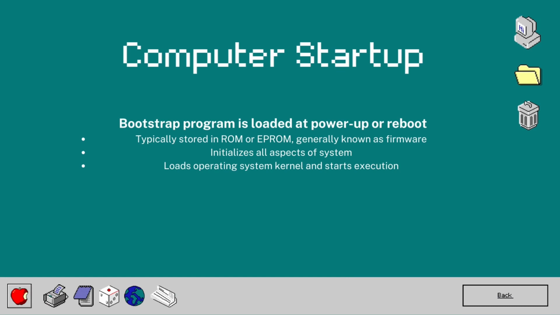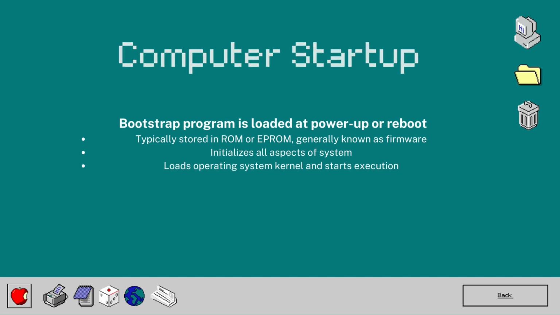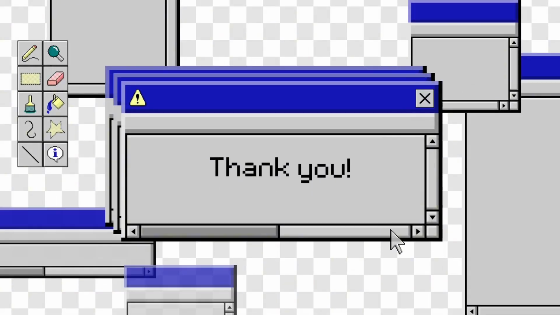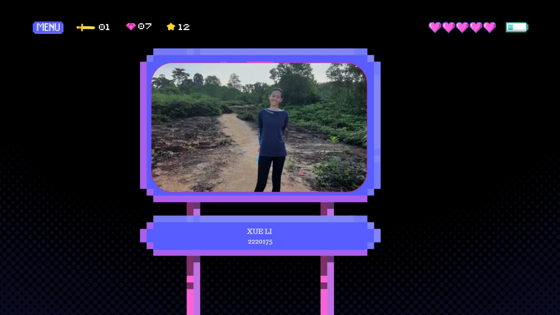The last one is computer startup. The bootstrap program is loaded at power up or reboot. The first one is typically stored in ROM or EPROM, generally known as firmware, and it initializes all aspects of the system. And the last one is it loads the operating system kernel and starts execution. I think that's it. Thank you.